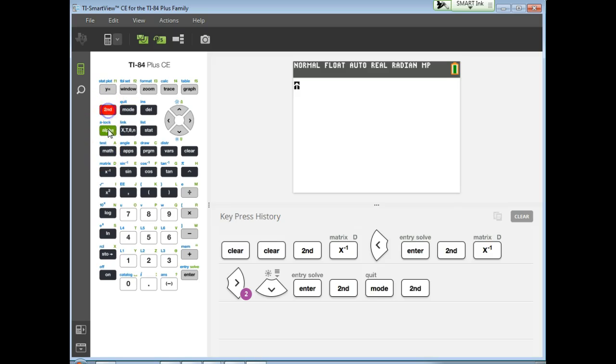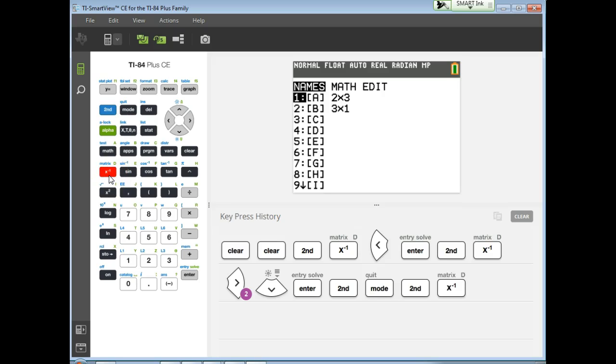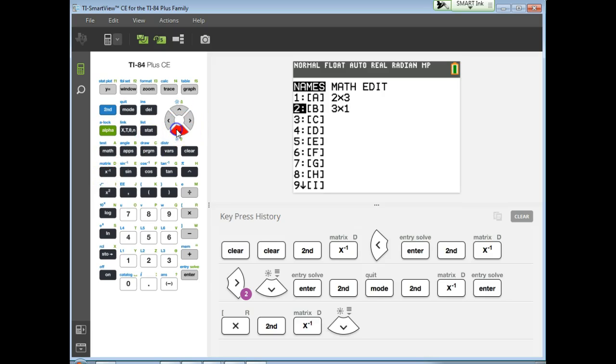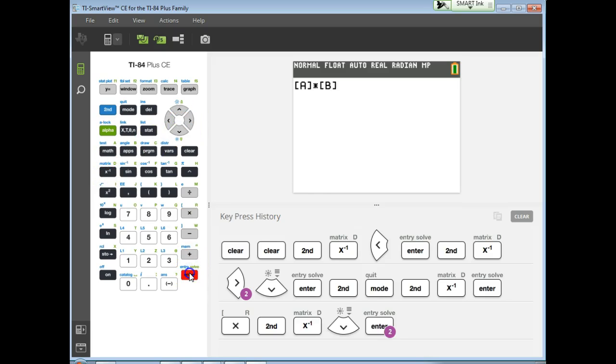So back to the matrix menu. This time you just want to pull up the name of matrix A. And then hit a multiplication sign. And then the name of matrix B. And then blammo, there's the answer.